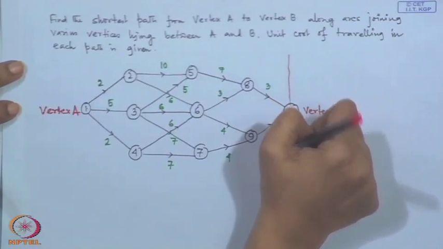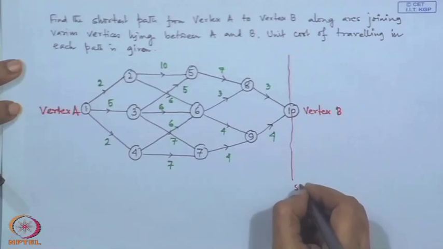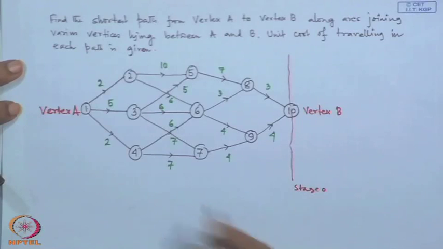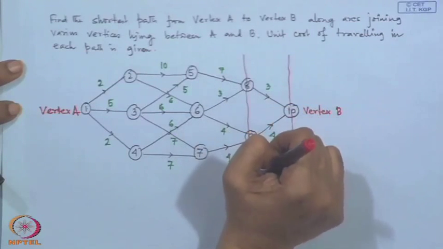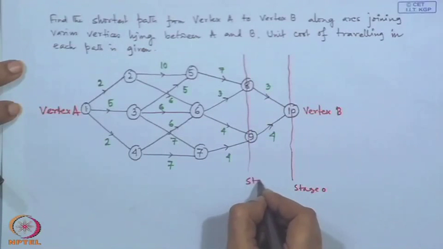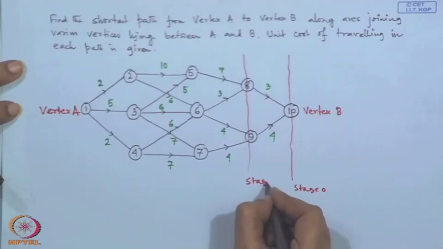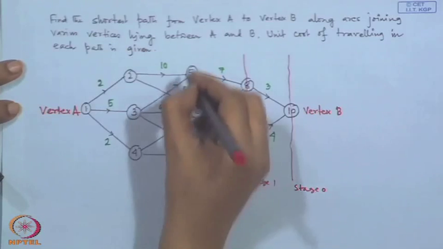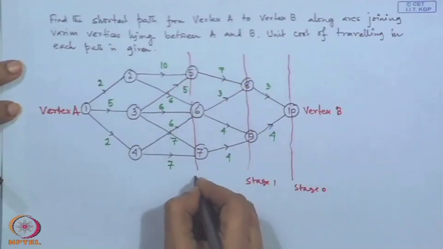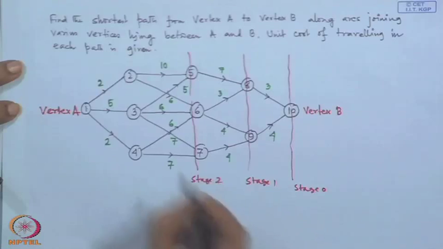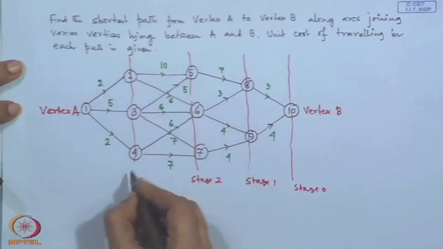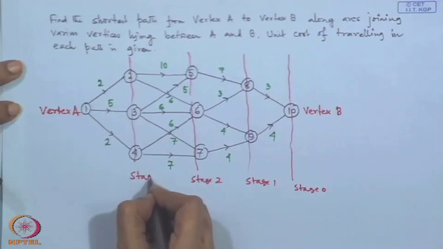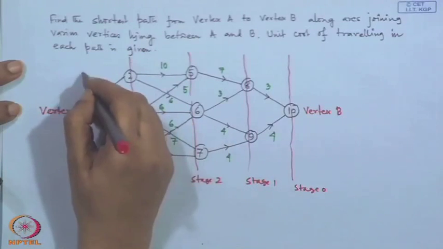You see, we can name this stage as stage 0. The next stage, where only the nodes 8 and 9 are there, stage 1. This is stage 2. This is stage 3. This is stage 4.